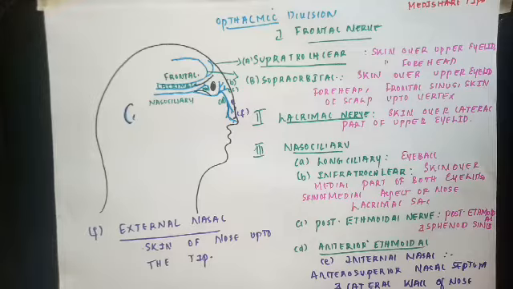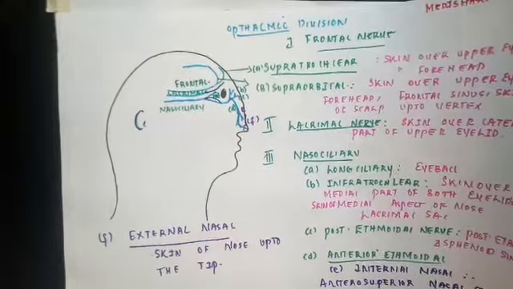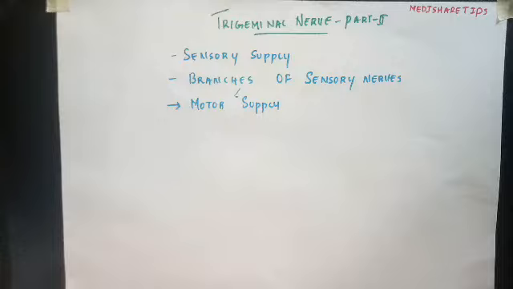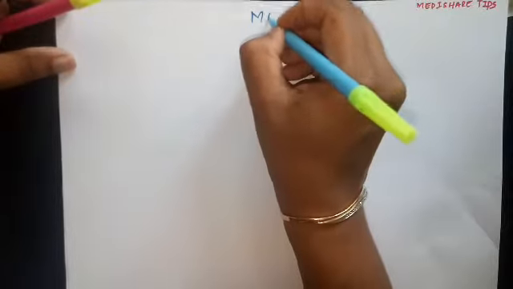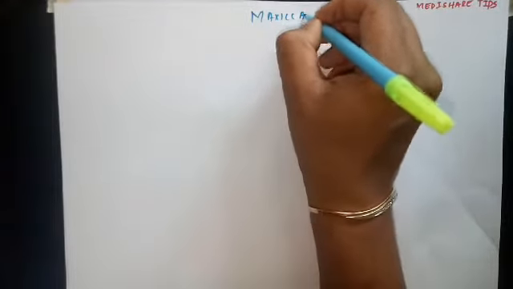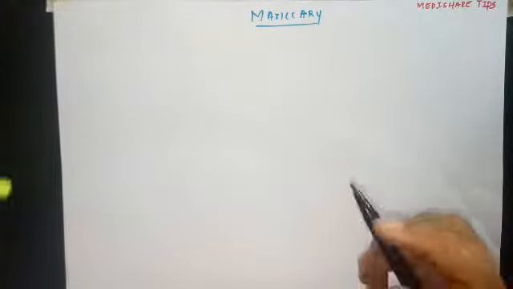So that's all about the ophthalmic division of the trigeminal nerve. Next we will discuss the branches of the maxillary division of the trigeminal nerve. For that we will draw the diagram again.